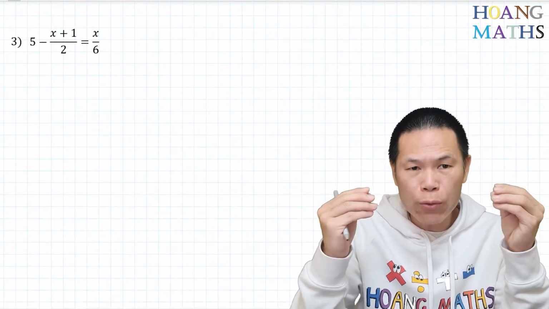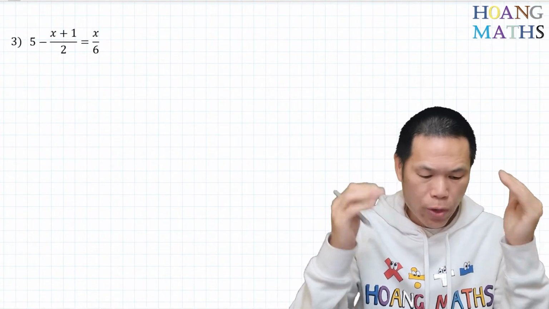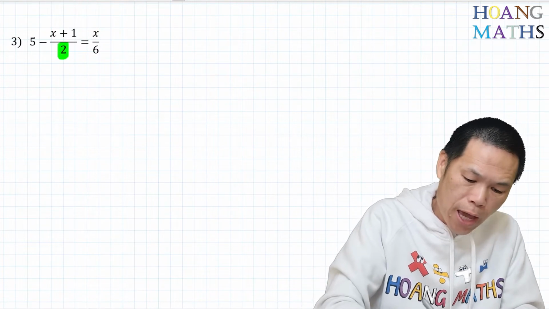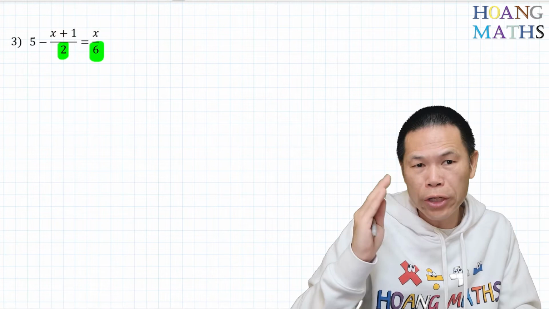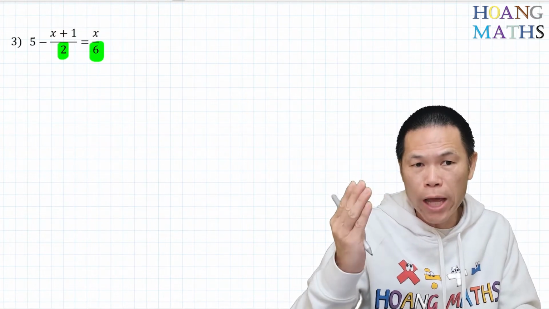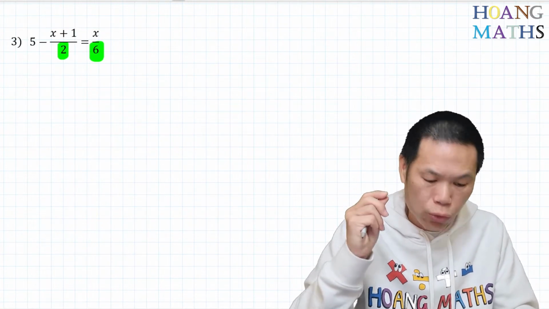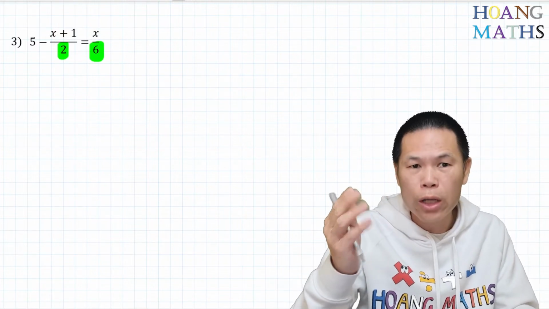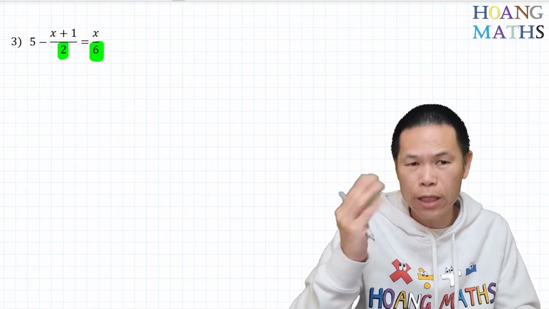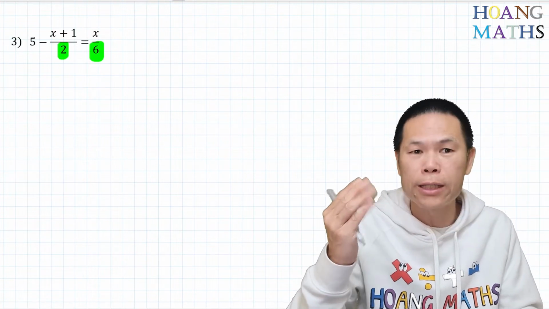Third one. Again, we just need to get rid of the fraction first. So we have 2 here and 6 here. And we know that 6 is a multiple of 2, so you can times everything by 6 if you like. Otherwise, you can go 2 times 6 is 12, and times every term by 12. So whichever way you like, it doesn't matter. At the end of the day, you still get the same result.